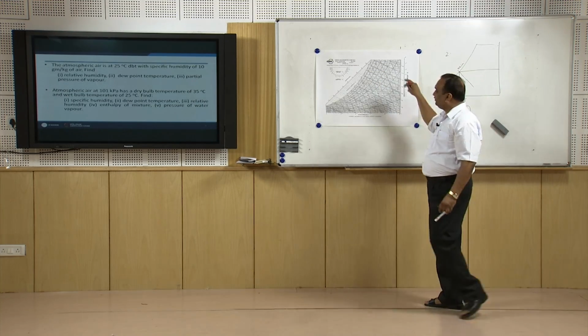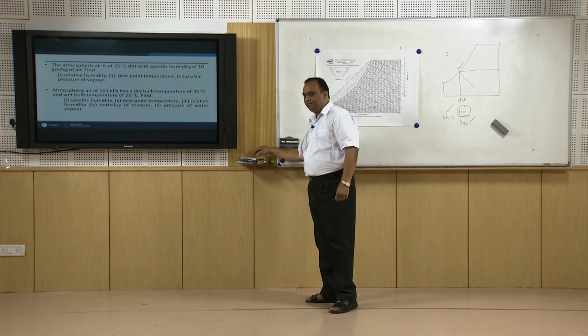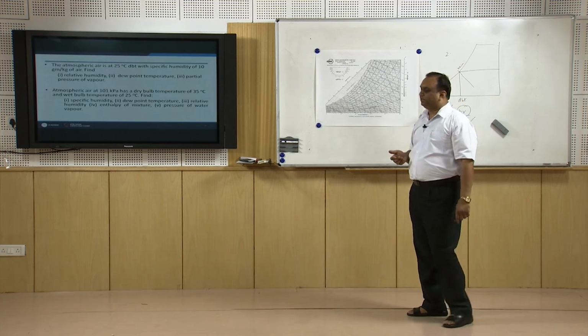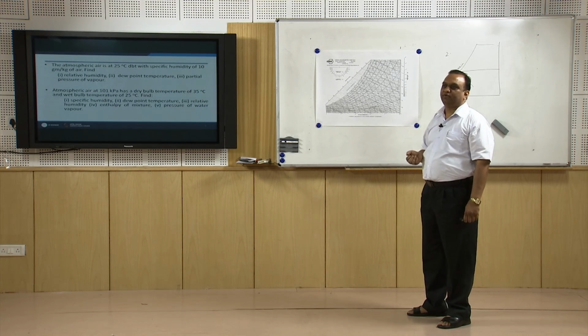So these psychrometric charts are very helpful in order to find the properties of moist air. In the next lecture, we will take up the psychrometric processes. That is all for today. Thank you.